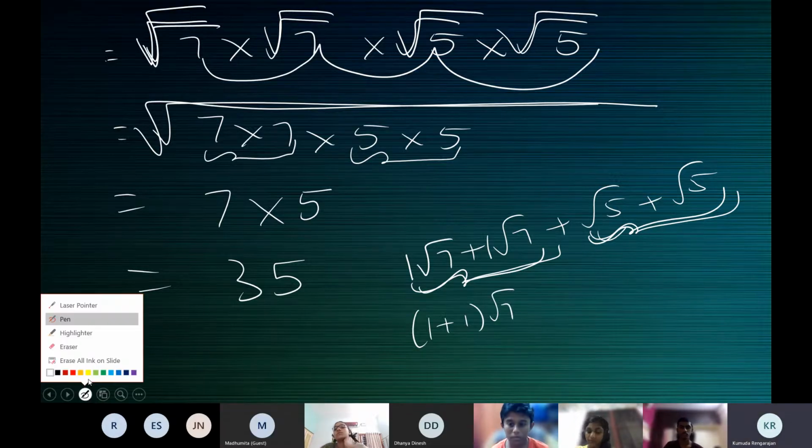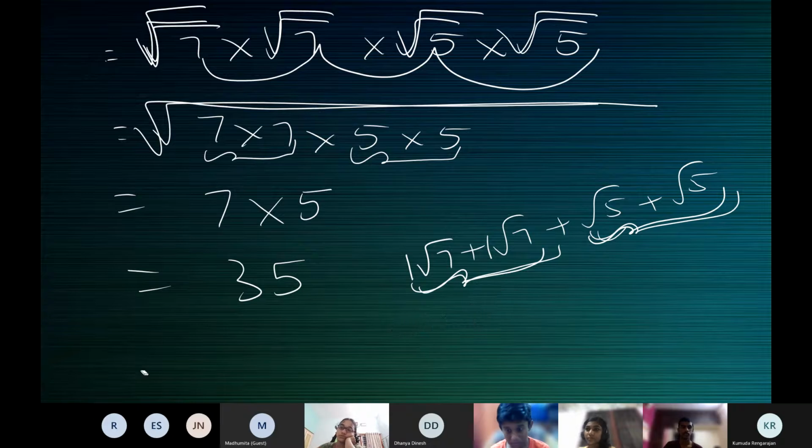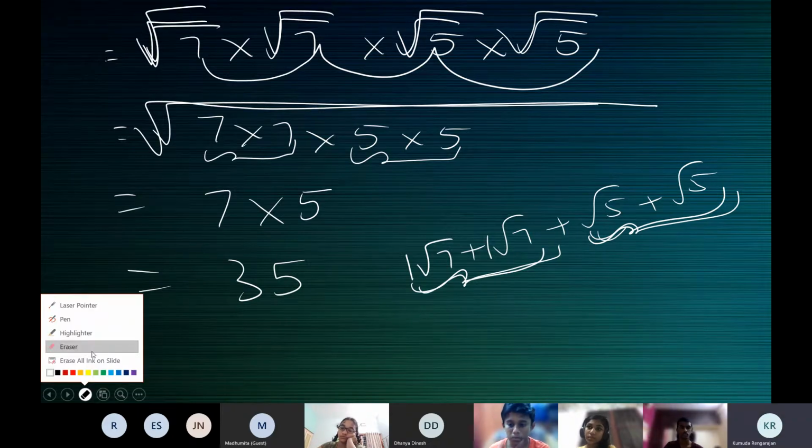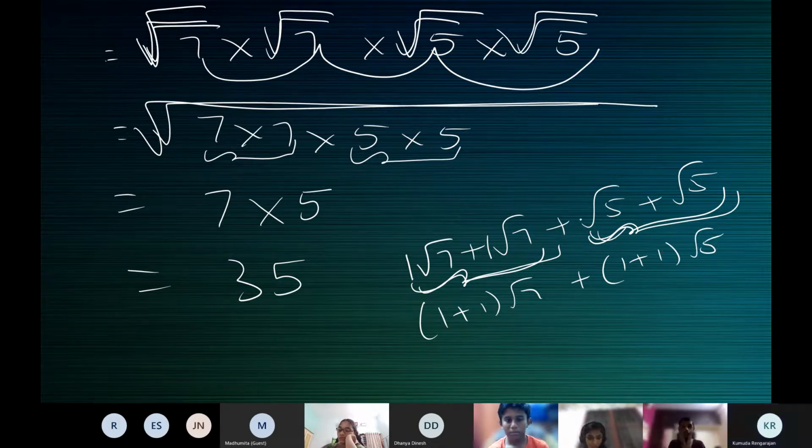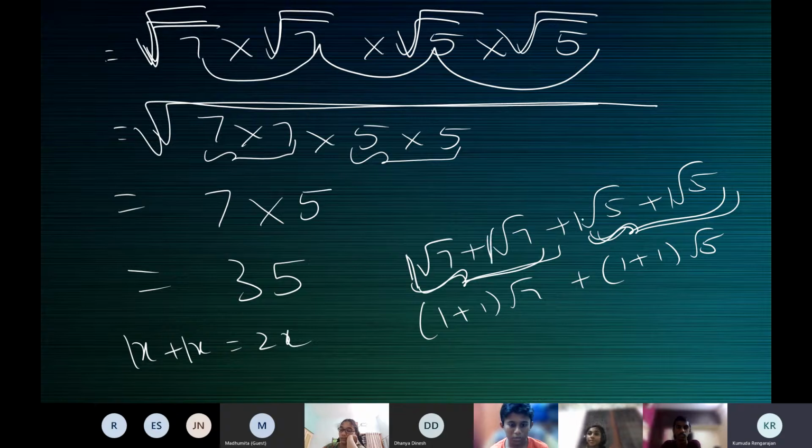2 root 7. Like 1x plus 1x is 2x. 1 plus 1 root 7, plus 1 plus 1 root 5. Root 5 is common. 1 plus 1. So similar to this, what is x plus x? 2x, because it's 1x plus 1x. Similarly, 1 root 7 plus 1 root 7 is 2 root 7. 1 root 5 plus 1 root 5 is 2 root 5.